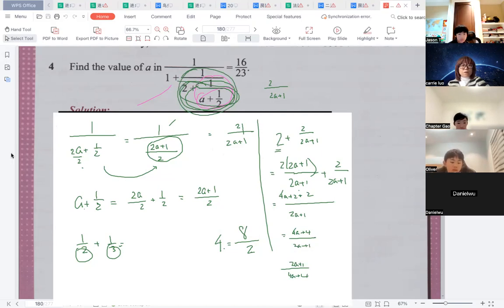Okay, thank you. So now let's move forward. This one is a bit hard. The problem isn't hard, it's just a bit annoying. Okay, so now let's take a look at the blue part.